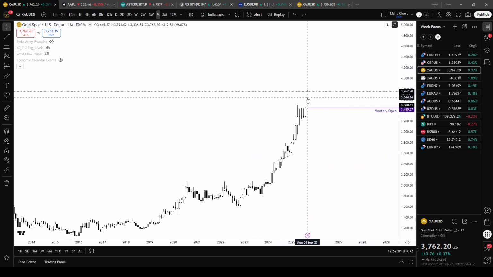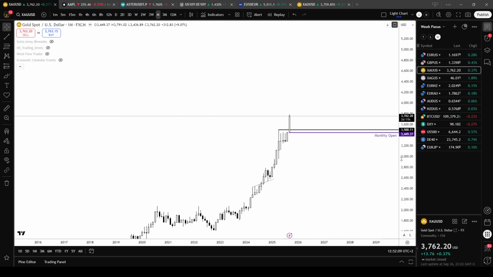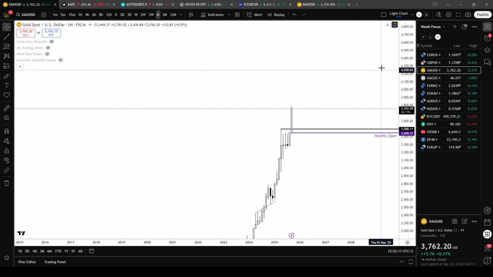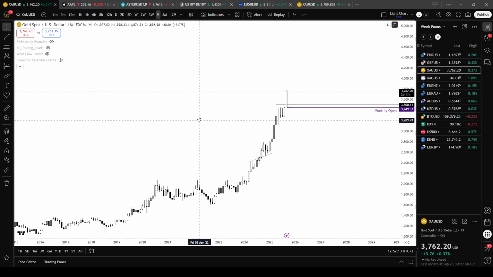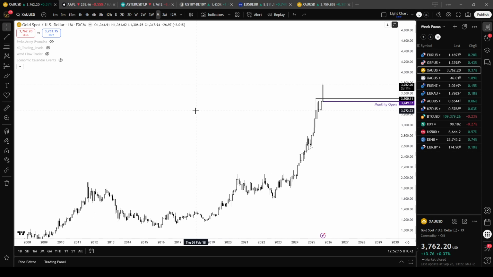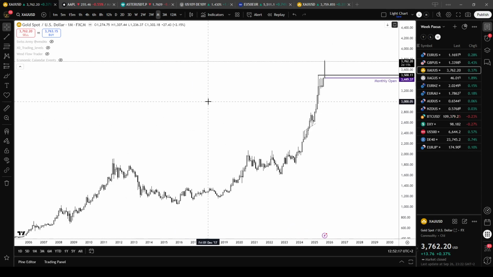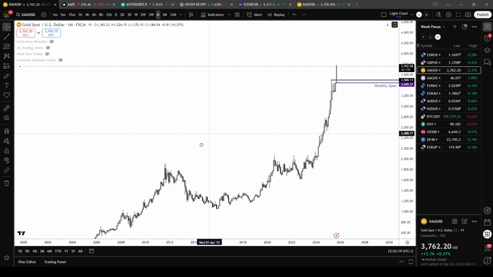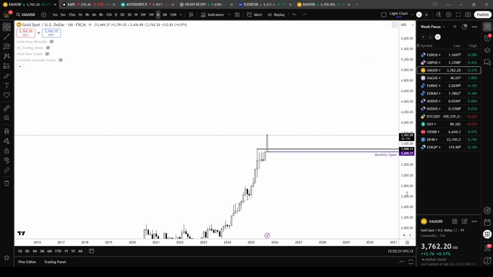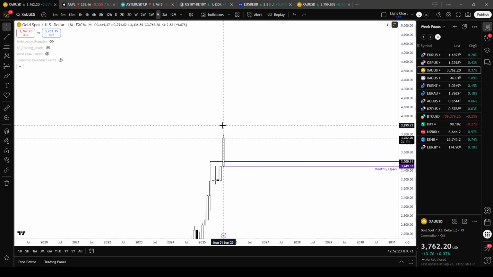it's experienced the greatest gain, I think, in I don't know how many years. So that's been great for gold bulls. But what follows next? Well, nobody knows. I do think that three months from now, gold is going to be higher, and probably next month as well.